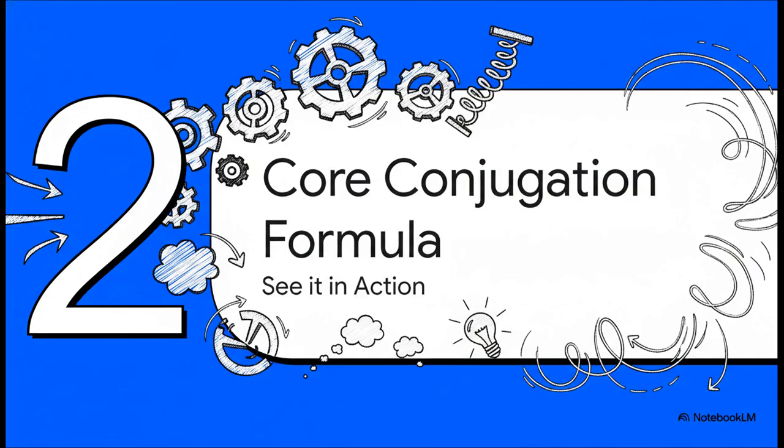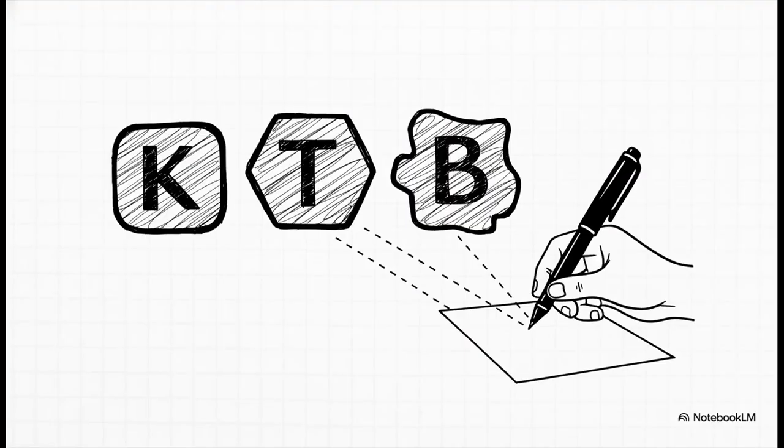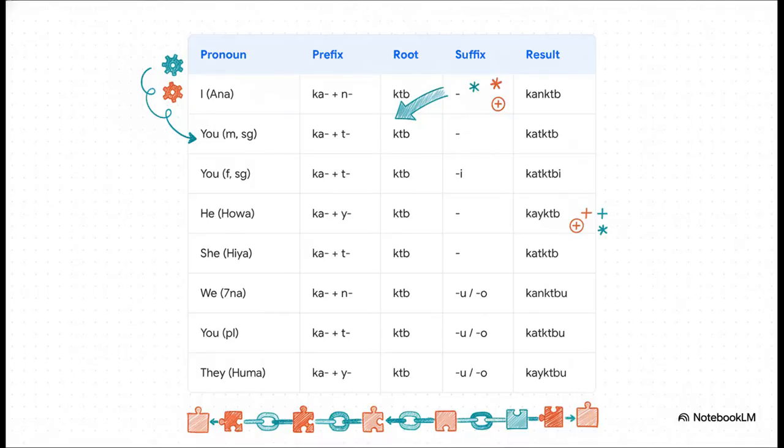I mean, theory's great and all, but seeing it work live, that's when it all starts to click. So, we're going to use a classic super regular verb, to write. Its root is KTB. Now, as we go through this, I want you to keep your eye on how that KTB part just stays put. Okay, let's really look at this table. See that root column? That's our anchor. Notice how KTB doesn't change at all. It's the same for every single person. All the magic happens around it.